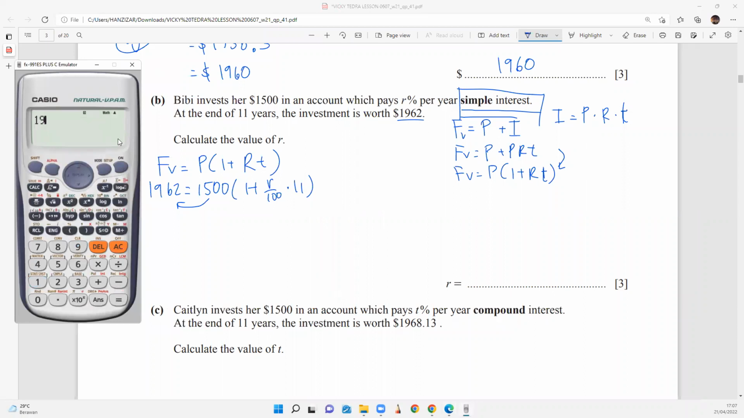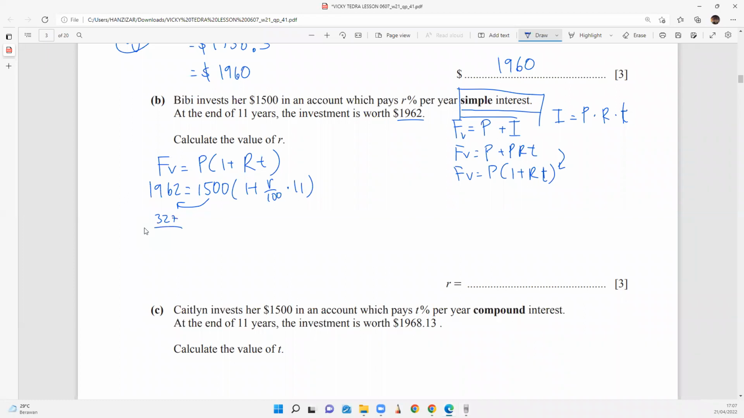1962, you divide by 1,500. Right, 327 over 250. No need to put the decimal later on. 327 over 250 equals 1 plus 11R over 100. Okay, what next can you do? You move the 1 to the left, so it becomes subtraction, right? So 327 over 250 subtract 1 equals 11R over 100.